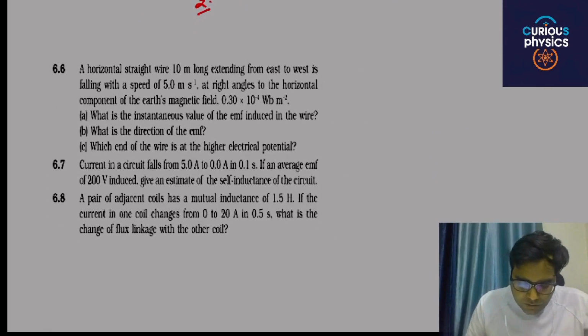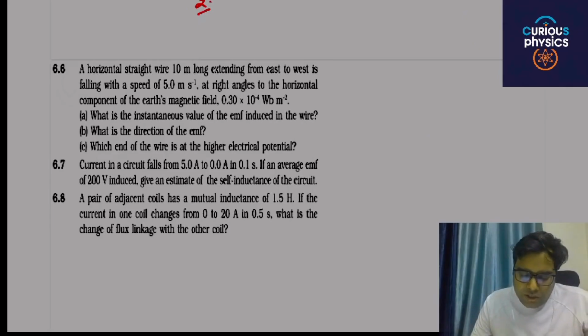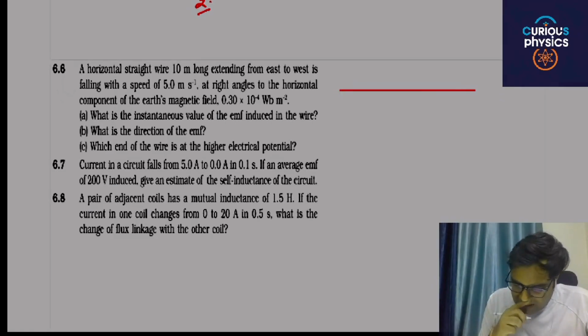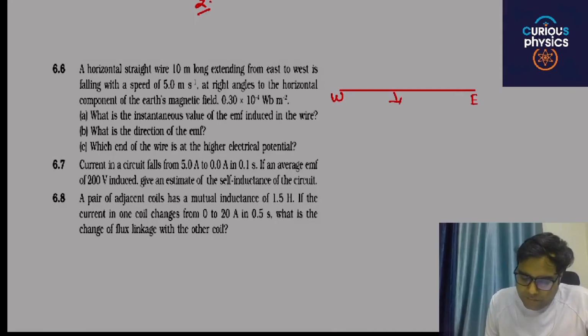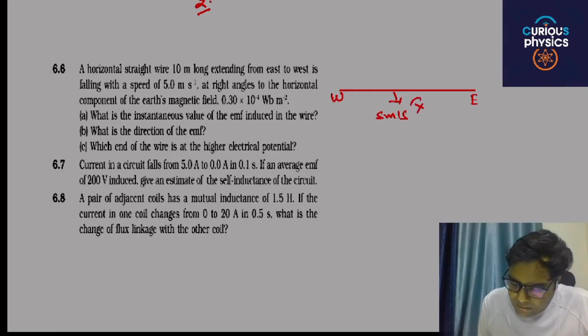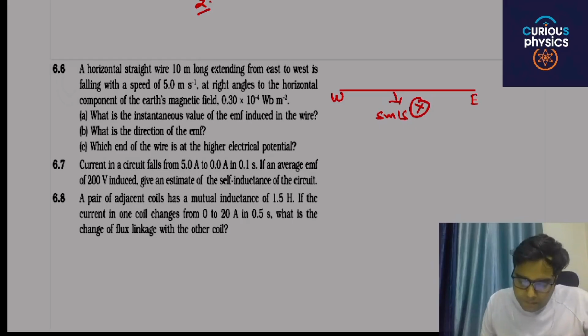Next question, number 6.6. A horizontal straight wire 10 meters long, extended from east to west, is falling with a speed of 5 meters per second at right angles to the horizontal component of the magnetic field. This is east and this is west. The direction of the magnetic field will be this, and its value is this.